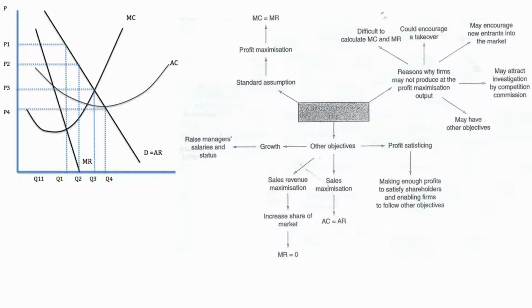So the shareholders are interested in producing quantities where sales revenue maximization is larger, and also in increasing their share of the market, where marginal revenue equals zero. They're also interested in average cost equal to average revenue. You can see that the quantity is going out here. So the total revenue is largest at the point where marginal revenue equals zero. And as you sell more and more, revenue gets larger and larger, and the shareholders get more and more shares.